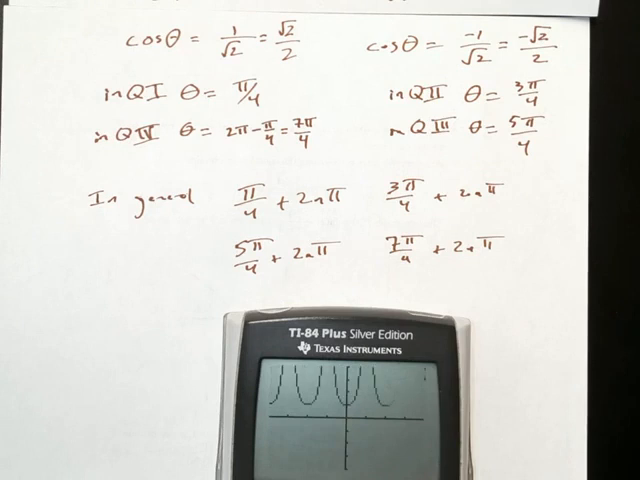Normally, you think of secant, it goes up, it goes down, it goes up, it goes down. But when I square it, all the negatives become positive. So everything is on the top. Pi over 4, 3 pi over 4, 5 pi over 4, 7 pi over 4. There are my 4 intersections in the first unit circle. Whew.